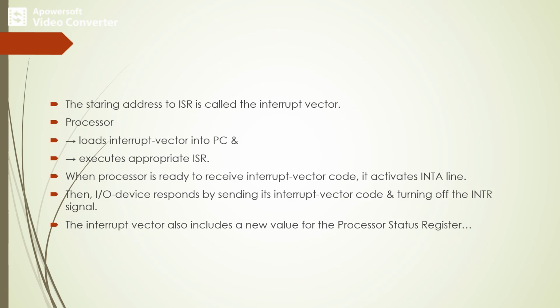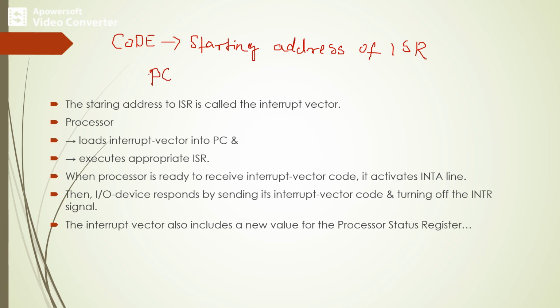The starting address of the ISR is called the interrupt vector. The processor loads the interrupt vector into the PC and executes the appropriate ISR. The processor already has the code value. Within the code is the starting address of the interrupt service routine. After that, the processor will load the code value into the PC and execute the appropriate ISR.